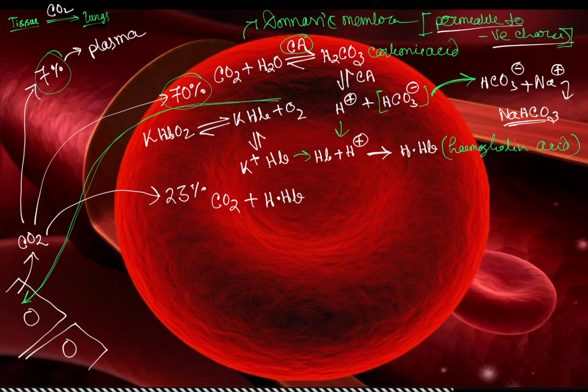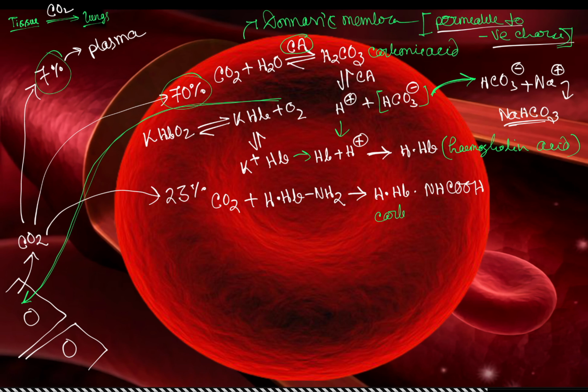HHb, which is our hemoglobin acid, and it will react with the amine group of HHb and will form H dot Hb dot NHCOOH, which is known as carbaminohemoglobin. Okay, 100% of carbon dioxide is already dissolved into the blood.